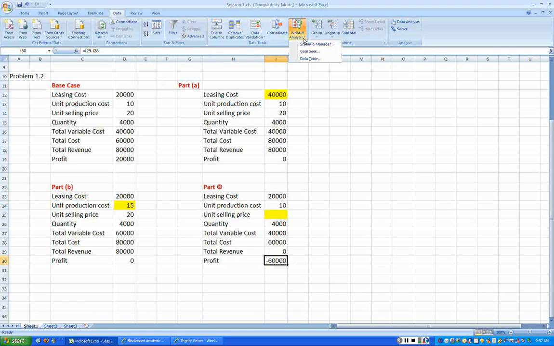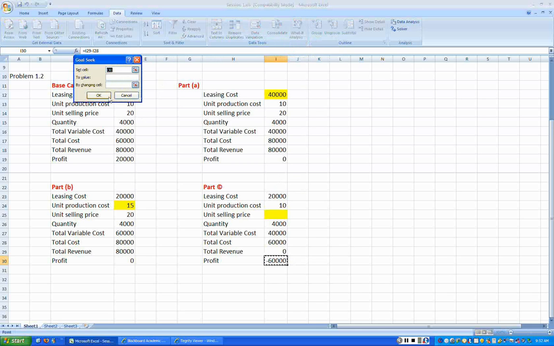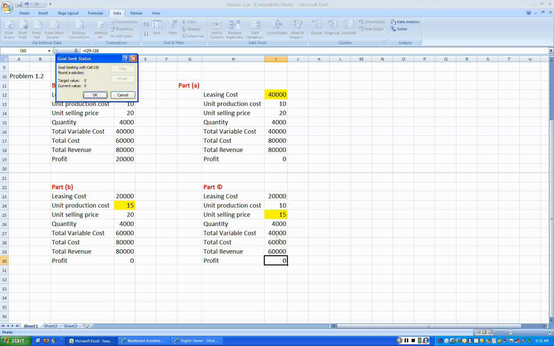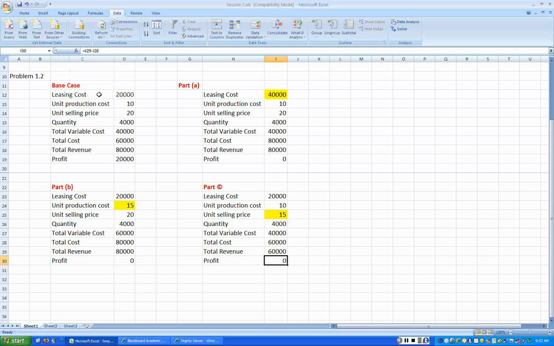Go use the goal seek function. Set the target cell equal to 0. The changing cell is here the unit selling price. Click OK. So the unit selling price, the least that you can have for the data that's given here, where the leasing cost is 20,000 and unit production cost is $10 a unit, at least the selling price should be 15 before it becomes profitable. Click OK. Now that demonstrates the goal seek function.